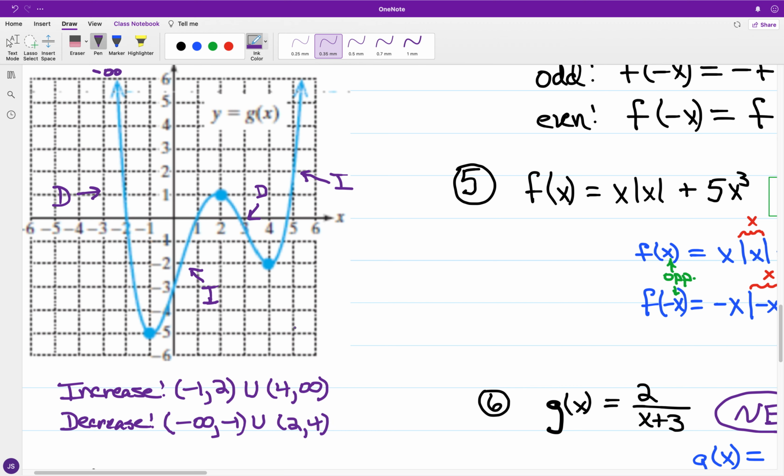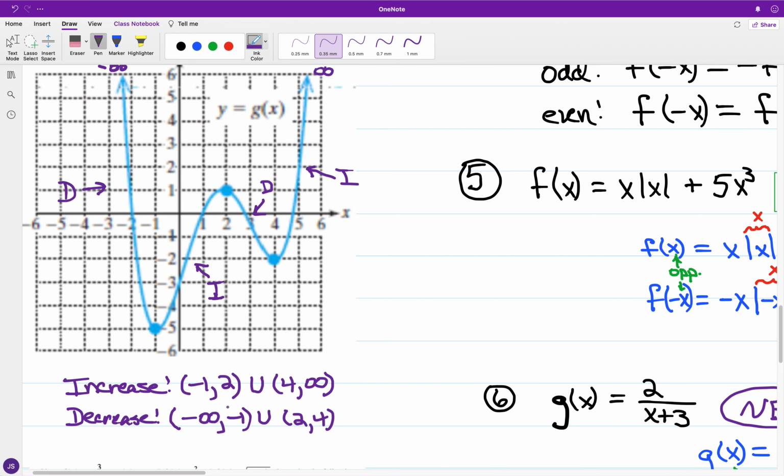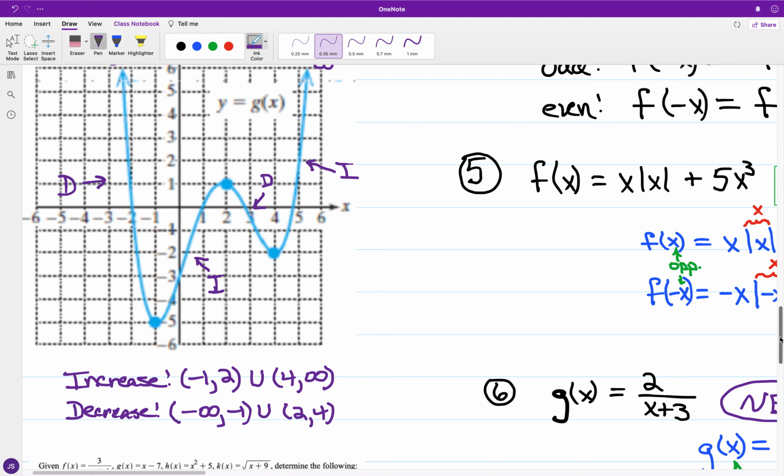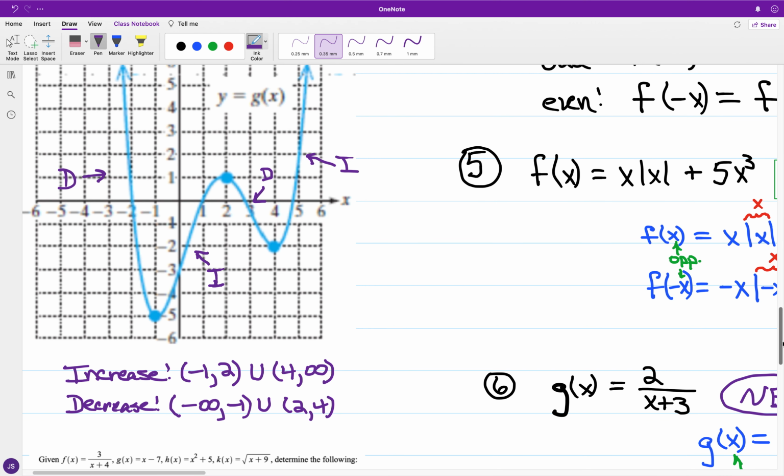Again, the increase you have between these values of x, negative 1 and 2, and also going past 4 and proceeding out to infinity. And the decrease you have between negative infinity and negative 1, and then between x at 2 and x at 4. And again, the parentheses are the only grouping symbols we use for increase and decrease intervals.